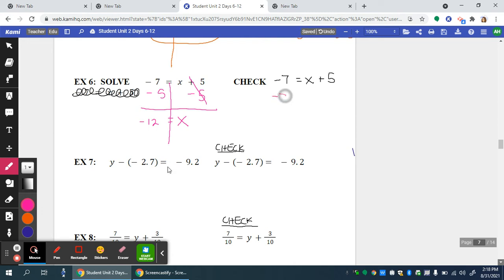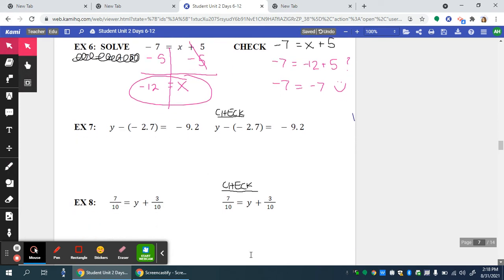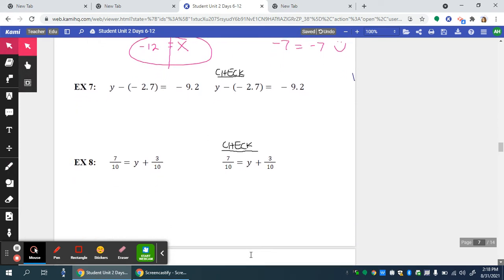Now I've got to double check. Is negative 12 plus 5 actually equal to negative 7? Yes, it is. Negative 12 plus 5 is negative 7. So my x is equal to negative 12. Yay.